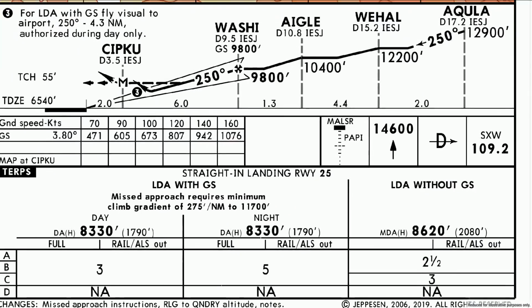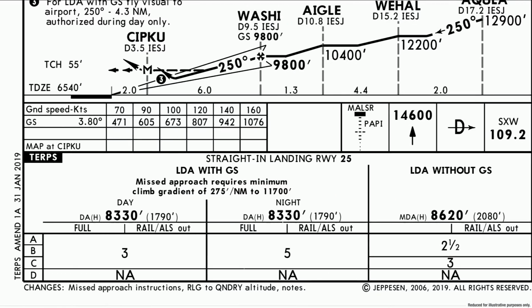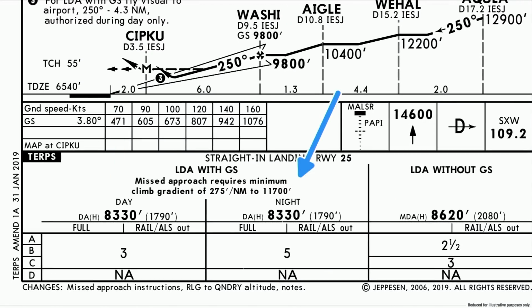You'll notice though, if you look at the minimums, they include both day minimums and night minimums if you're flying the LDA with a glide slope. What that essentially means is, if you're flying the LDA using the glide slope down to a decision altitude of 830 feet during the day, and once you reach DA, you can see the ground and you have 3 nautical miles of flight visibility, you can continue along the fly visual segment until you see the runway and you can land.